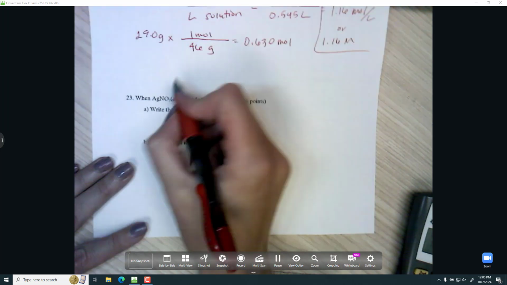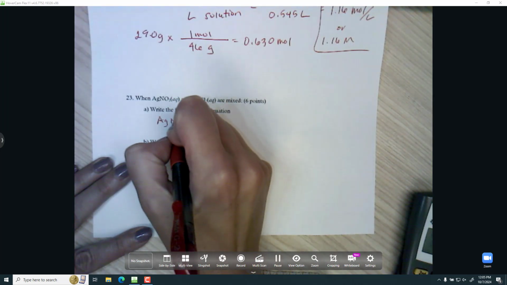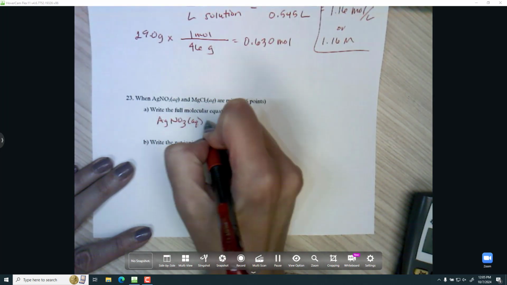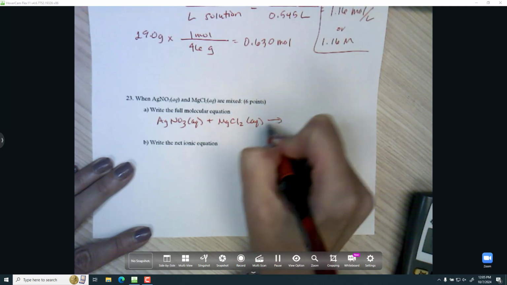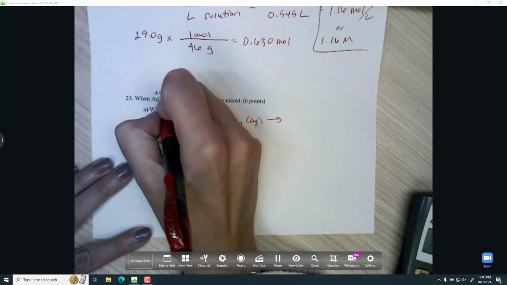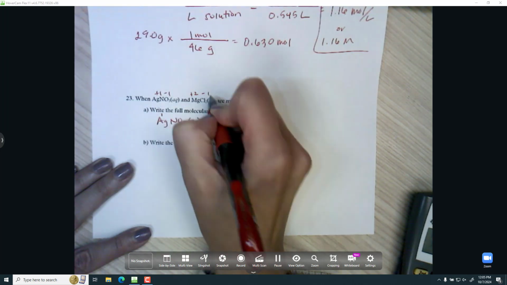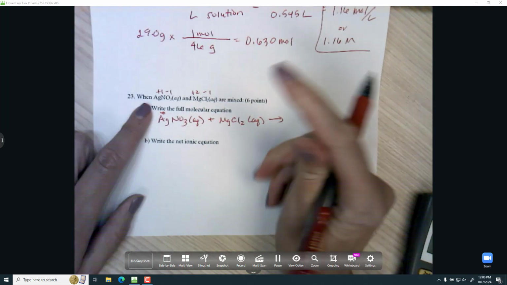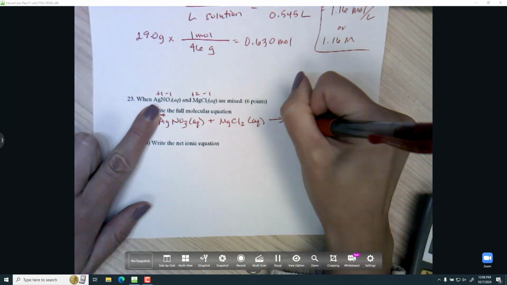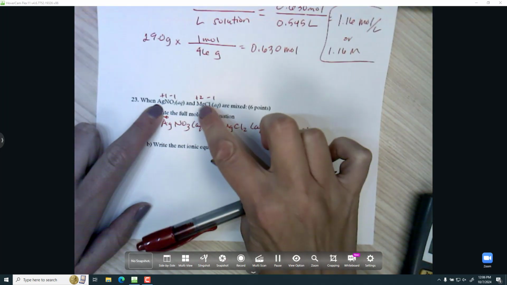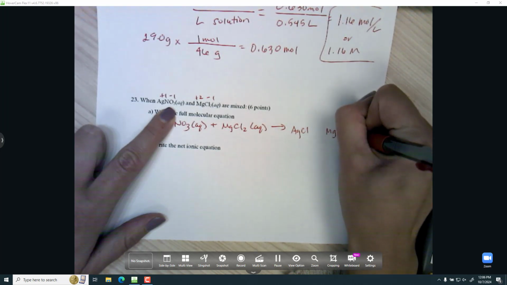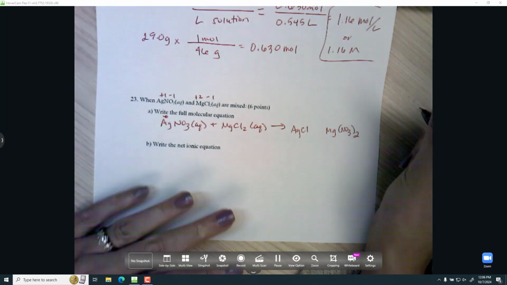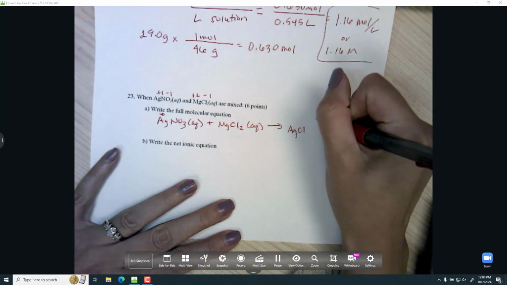All right, and then finally we're going to mix AgNO3 and MgCl2. So again, let's think about all the charges ahead of time. So +1, -1, +2, and -1. So silver and chlorine would just be +1, -1, one of each. And the magnesium and nitrate would be Mg(NO3)2. Nitrate is always soluble, no exceptions, so that would be aqueous.